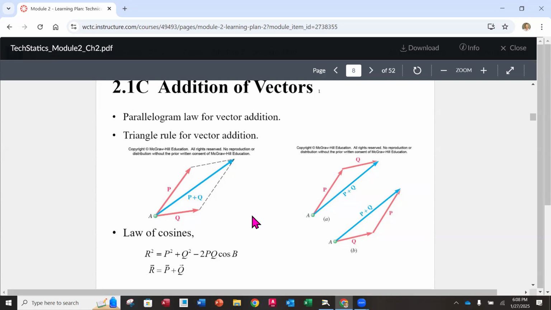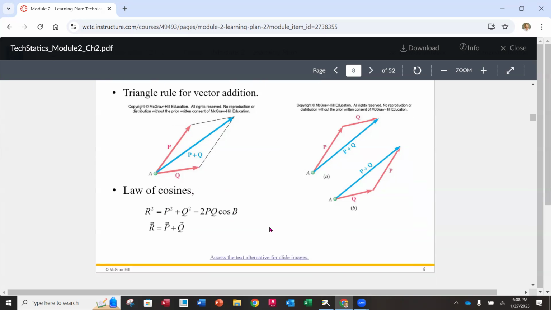In this case, the resultant squared is going to be equal to one of the legs squared, in this case P, plus Q squared, the other leg, and then minus 2 times the lengths of those legs, times the cosine of, now they're not showing us B, but B would be the angle between the two legs of the triangle, opposite of whatever side you're trying to find, if you remember that from math. We'll be using this a little bit later, so we'll revisit it again.